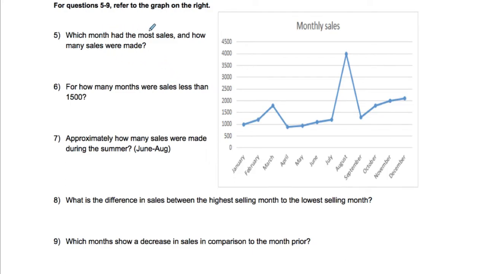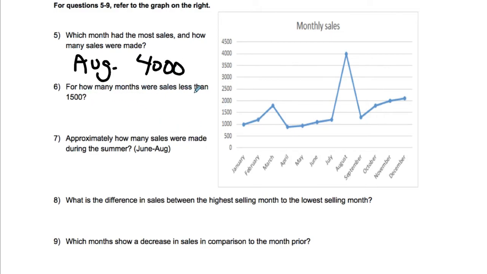All right, which month had the most sales and how many sales were made? Well, right here, this is clearly the most, right? That's the highest, and it looks like that lines up with August with 4,000 sales. So it was August, and 4,000 is how many.